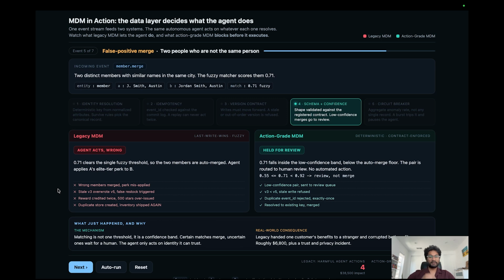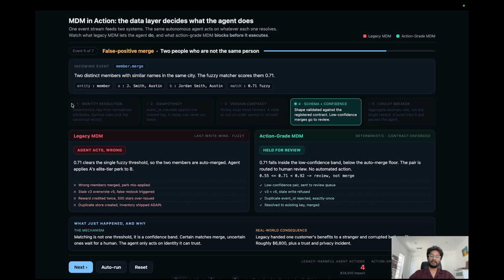Now, in this event, there's two different customers, similar names, same city. The matcher scores them 0.7. So it auto merges the two strangers and hands one person's elite perks to the other. That is a privacy incident, not just a cost.